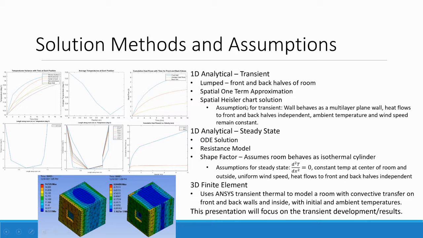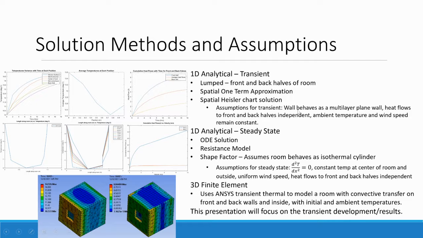We assume here that the wall behaves as a multi-layer plane wall. Heat flows in the front and the back halves are independent, and ambient temperature and wind speed remain constant. The steady state model uses an ODE solution for the heat transfer equation, a resistance model, and a shape factor solution. Assumptions for the steady state model are that the heat equation equals 0, constant temperature in the center of the room and at the walls, uniform wind speed, and heat flows in back and front halves remain independent.